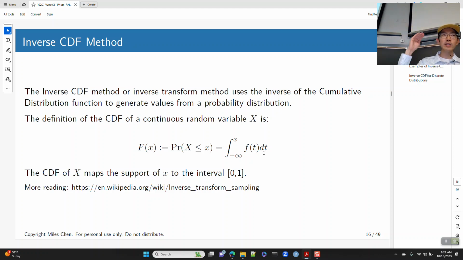And so the CDF takes the entire support of x. For the normal distribution, it goes from negative infinity to positive infinity, and it maps every value on the support to a value between 0 and 1. That's what the CDF does, right? Because the lowest value the CDF can be is 0, and the largest value it can be is 1. Any kind of distribution, the CDF has a range of 0 to 1.